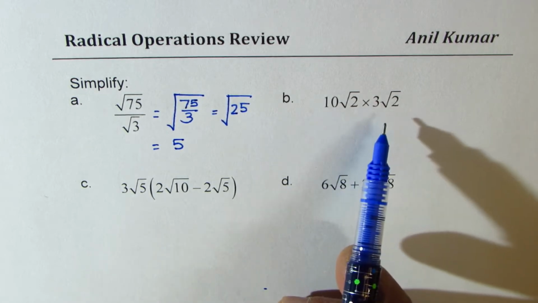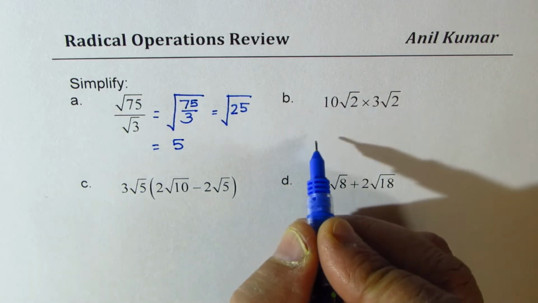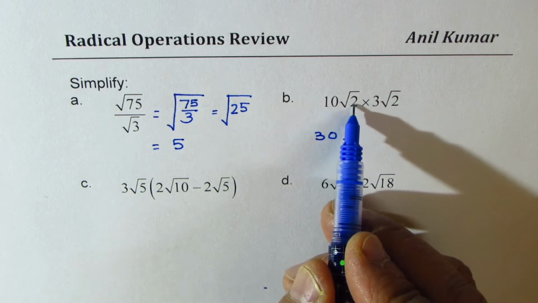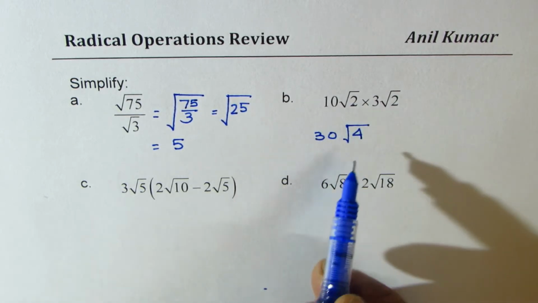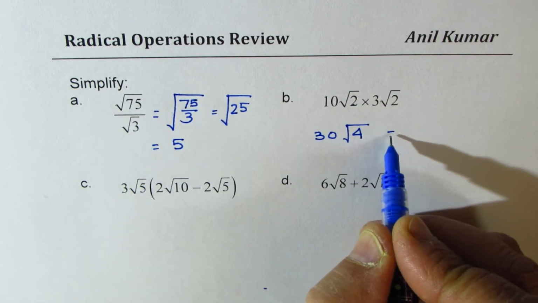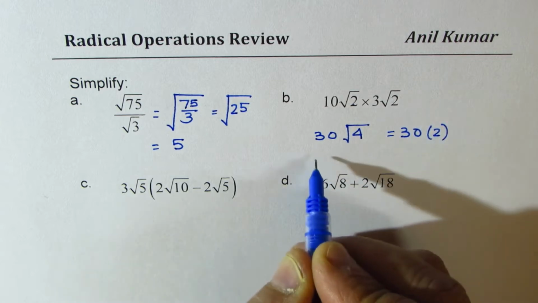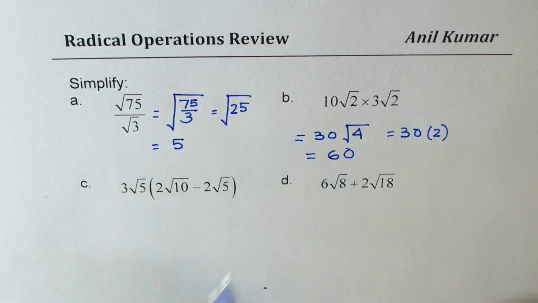When you are multiplying, you multiply the outside part first, 10 times 3 as 30, and the adjacent part, 2 times 2 gives us 4 within the square root. The square root of 4 is 2, so it could be written as 30 times 2, which gives you 60 as the final result. Now here we'll apply the distributive property.